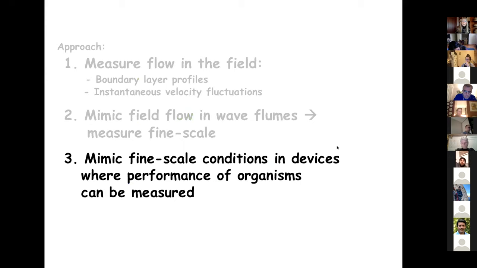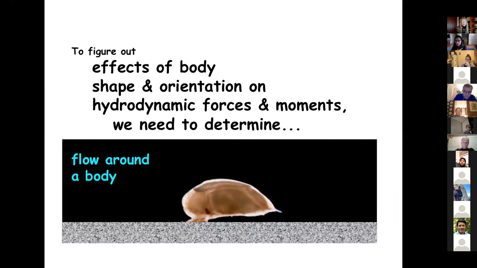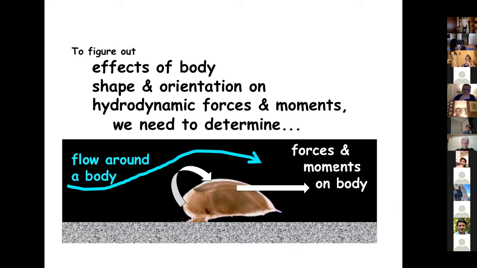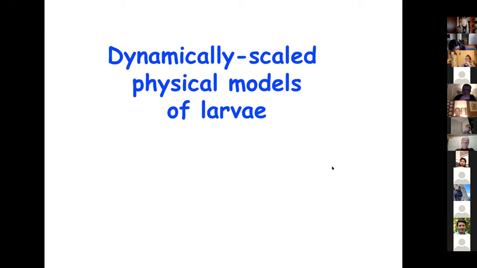Let me show you yet another example of fine scale conditions and devices where we can measure what the organisms are doing. If we want to figure out the effects of body shape and body orientation on the hydrodynamic forces and moments on an organism on a surface, we're going to need to determine the flow around the body and the forces and moments on the body. But these things are really tiny, and force transducers for something that small have a really high signal to noise ratio, but there's a much easier way to address these kinds of questions. We can use dynamically scaled physical models of larvae.